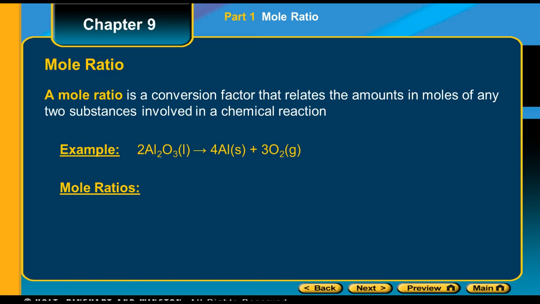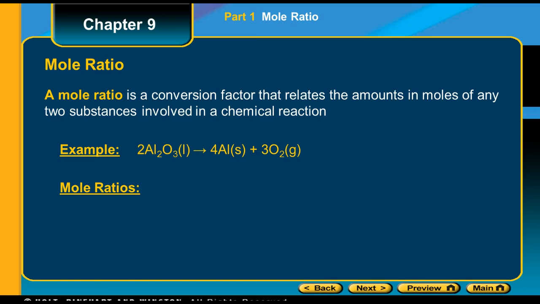Alright, so here is what is mole ratio. Mole ratio is the first thing that you need to be able to do when you are solving a stoichiometry problem. You need to be able to read the conversion factors in the balanced chemical equation to help you understand how many moles you will make. So mole ratio is a conversion factor that relates the amount of moles in any two substances involved in a chemical reaction. So looking at this example, you see that you have 2 Al2O3 and you have 4 Al and you have 3 O2.